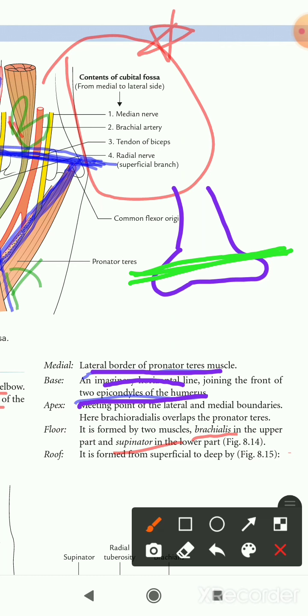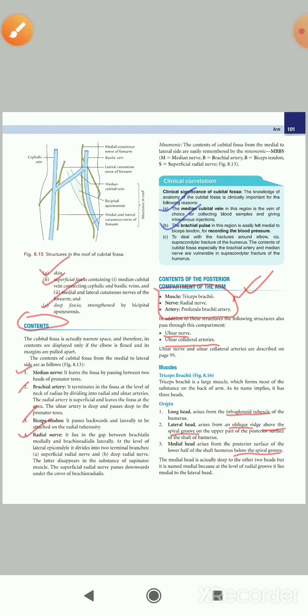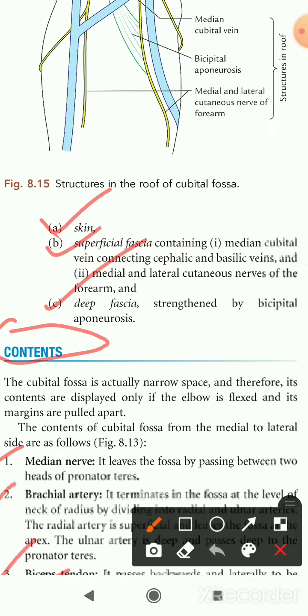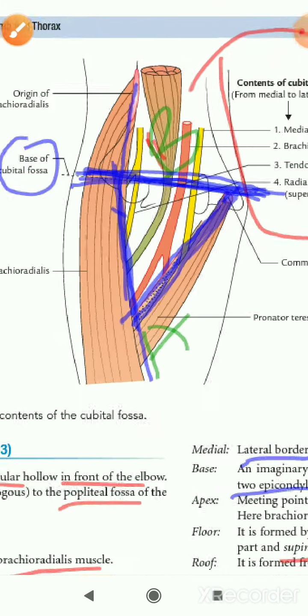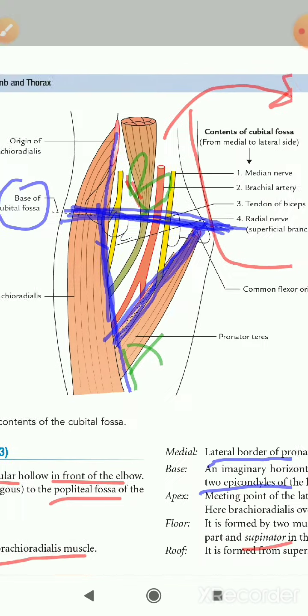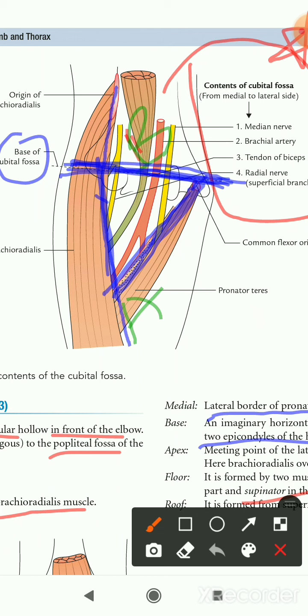Then the apex is the meeting point of the lateral and medial boundaries, and the floor is formed by two muscles. One is brachialis and another one is supinator. And the roof is formed by the skin, superficial fascia and deep fascia. So let's see, this is the cubital fossa.